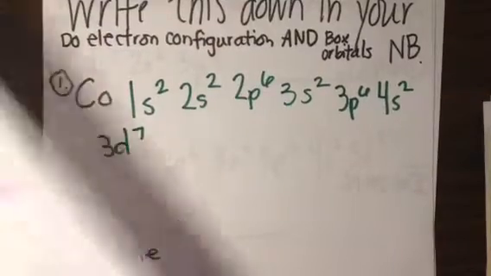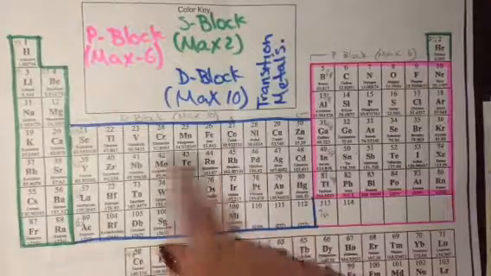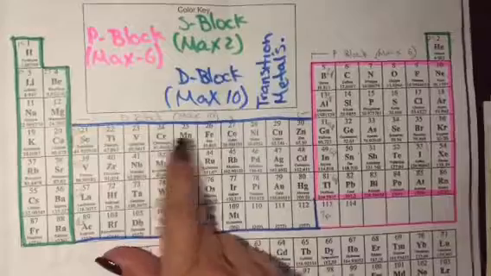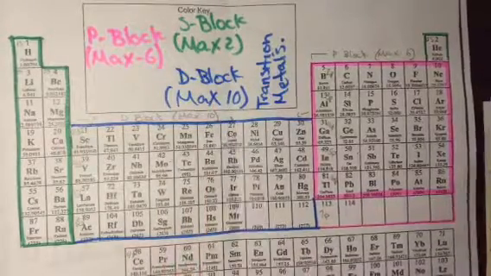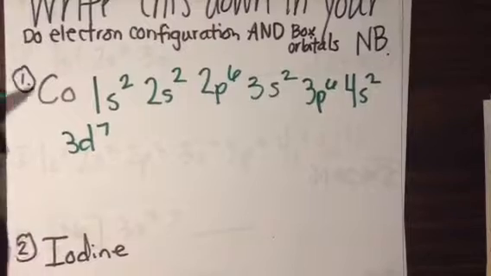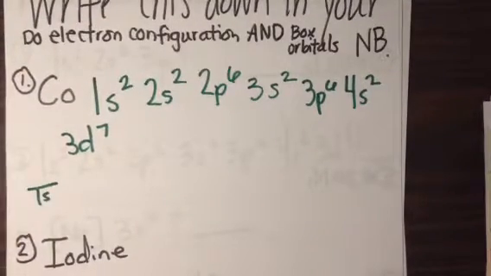Why is it 3d7? Let's look at where cobalt is. Cobalt is in the d block. We know d starts at 3d. 1, 2, 3, 4, 5, 6, 7. Wherever you stop, that's what the exponent is. I'm going to show you the box orbitals, the arrows, that's what you know it as. Every time there's an s, it is only allowed to get 2 arrows.